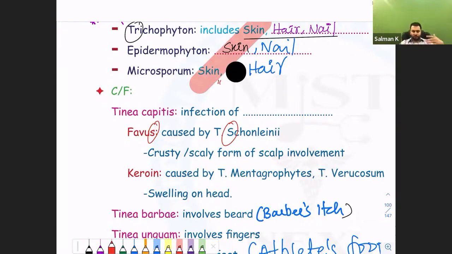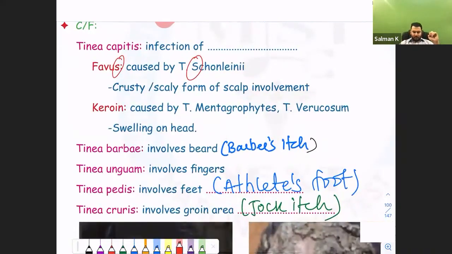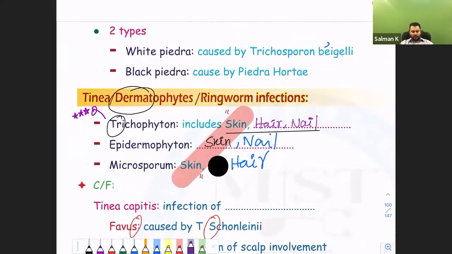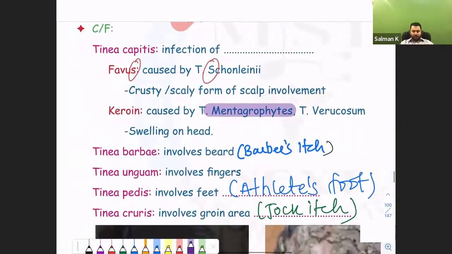See, Kerion, first of all, who's causing it? Tinea mentagrophytes. Okay, this is the guy called Tinea mentagrophytes. Sorry, Trichophyton mentagrophytes. That's the name here because we are talking about these three guys, right? Trichophyton, epidermophyton, and then microsporum. So please remember, this is Trichophyton mentagrophytes.